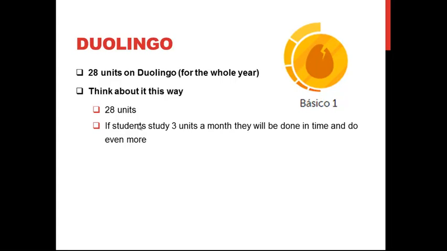So if the students study 3 units a month, they will be done in time and do even more. If you just count the months that they study, they would do 48 lessons, I guess, 50 lessons. That would be way more than 32 lessons, I think. So it'll be way more than they should do, right? Which is 28 lessons, just if they study 3 units a month, which is very little.